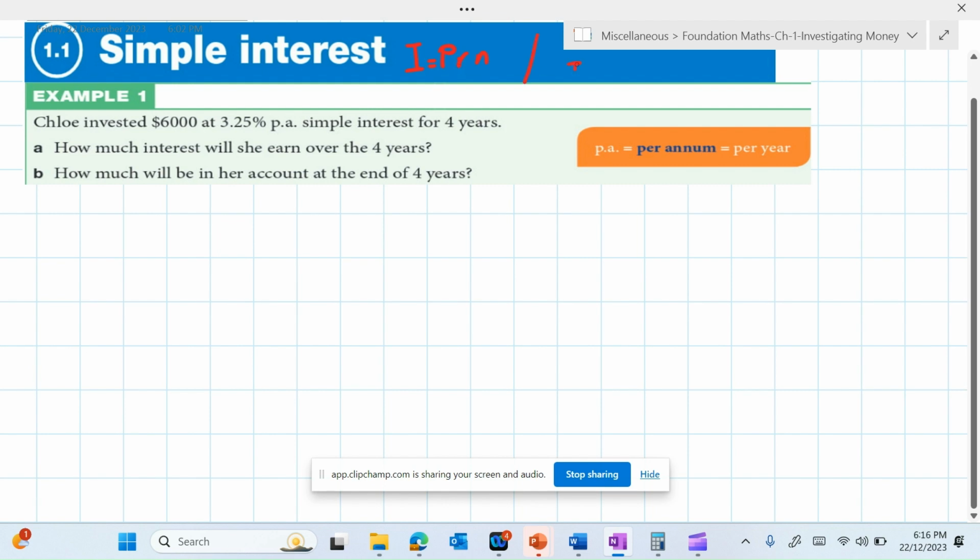Or it can be I equals P multiplied by R multiplied by T, time in years, over 100. In the other case, we keep R in percentage. So here R is in decimal, and here R is in percentage, just to remember.